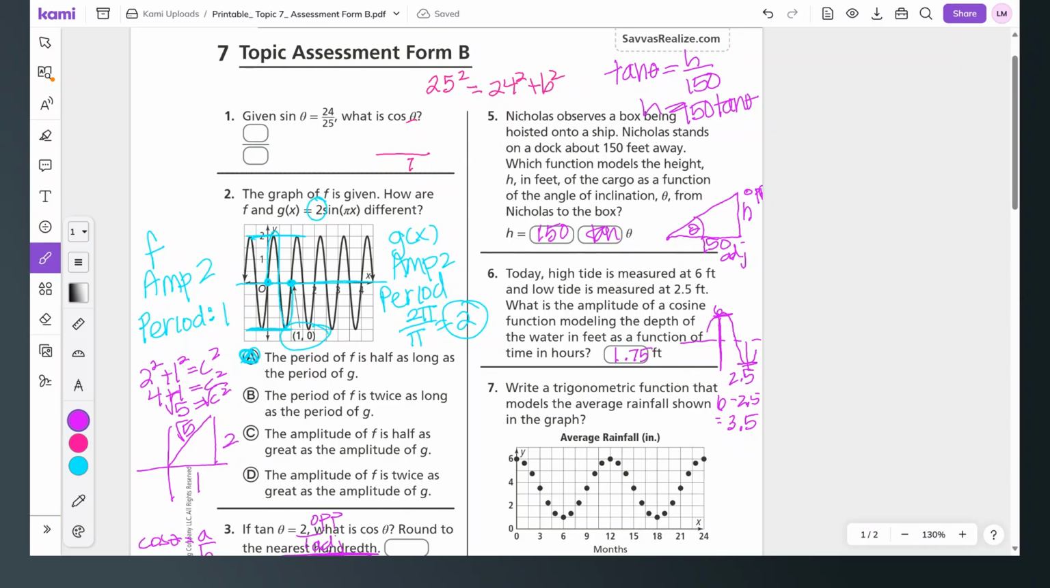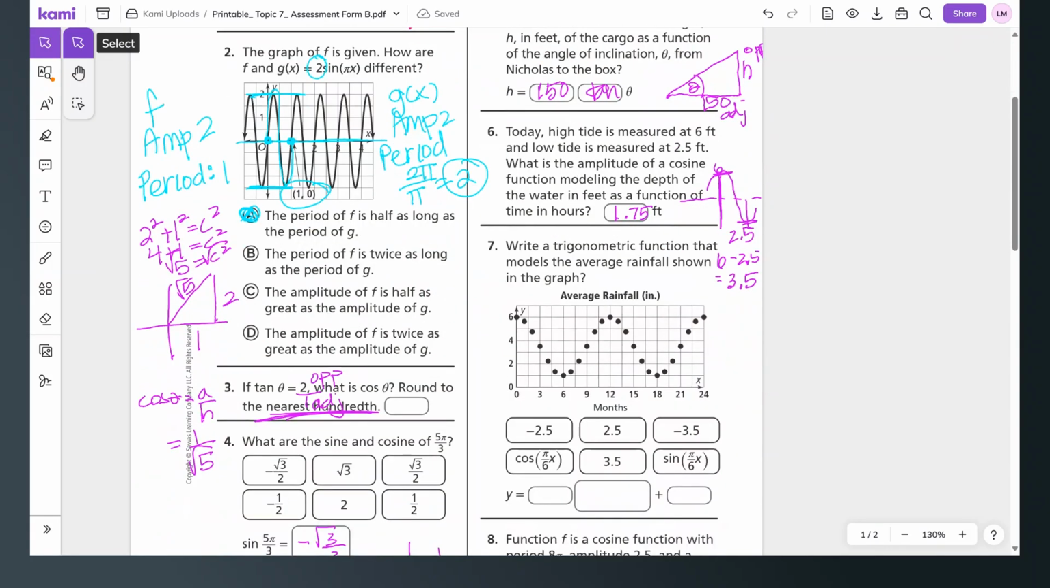All right, so similar concept on number 7. Write the trig function that models the average rainfall. So first of all, we're starting high, so we know it has to be cosine, so we can mark out the sine. We can also knock out the negatives because it hasn't been translated down and it's not flipped over. We're starting high, so we can knock out those.